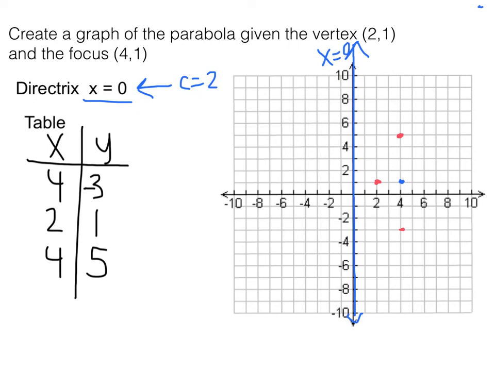Connect the points for my parabola. And then don't forget to label the coordinate points for your vertex and your focus. And there's a complete graph given a vertex of 2, 1 and with a focus of 4, 1.